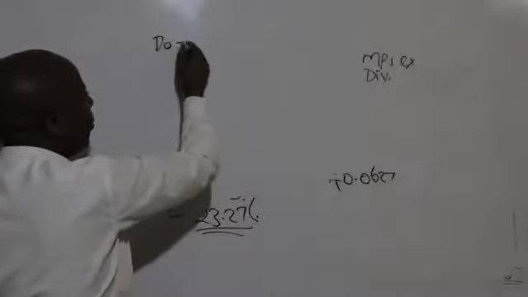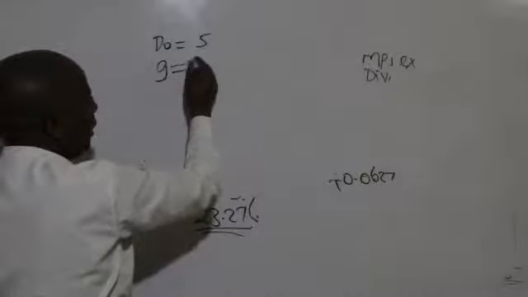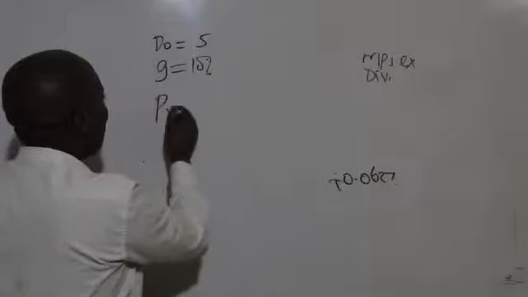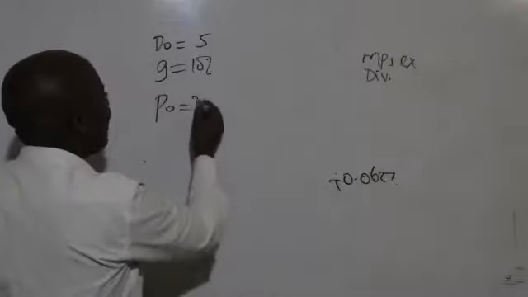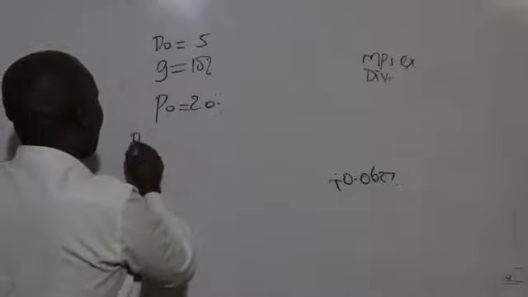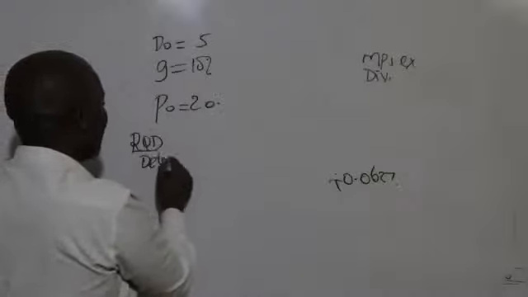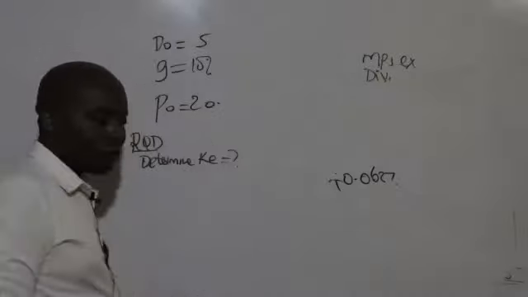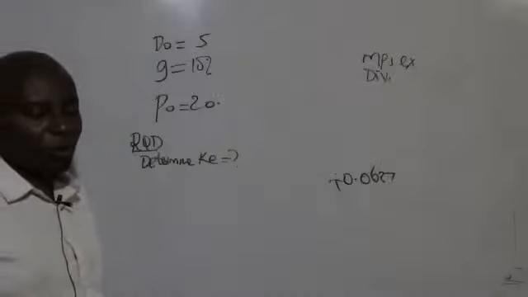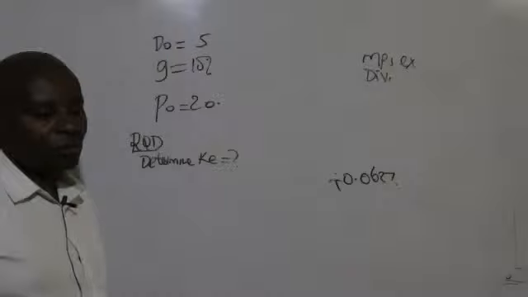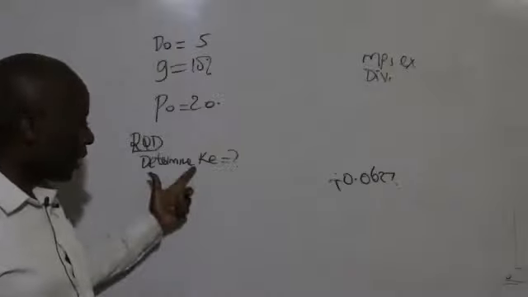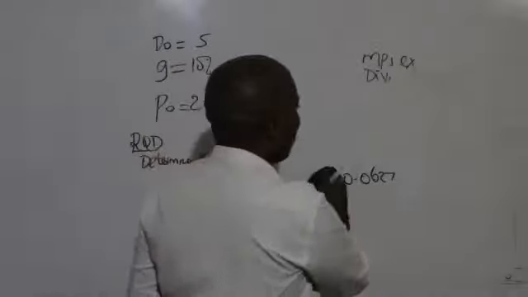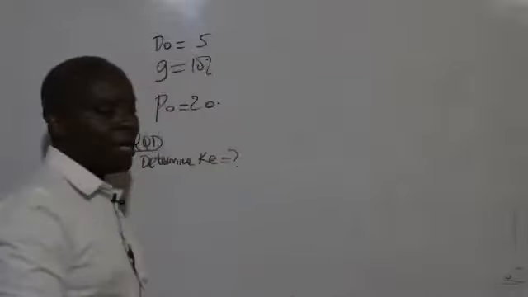We are given D0 is 5. G is 10%. They have given us P0, which happens to be 20. And then they want us, ladies and gentlemen, required to determine Ke: determine the cost of equity.